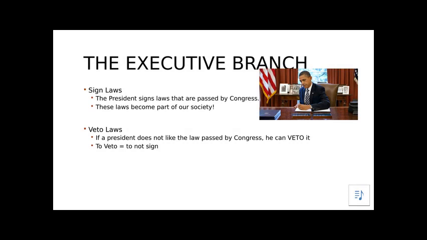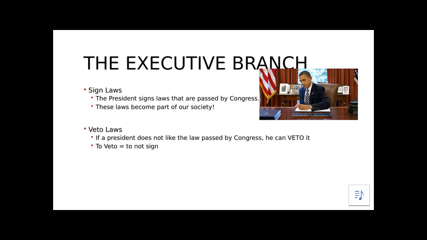So the executive branch, when I say that they sign laws, the president signs laws that are passed by Congress, and these laws become part of our society. So if Congress passes a law, the president signs off on it, as you see President Obama doing. If a president does not like a law passed by Congress, he can veto it. And to veto means to not sign.